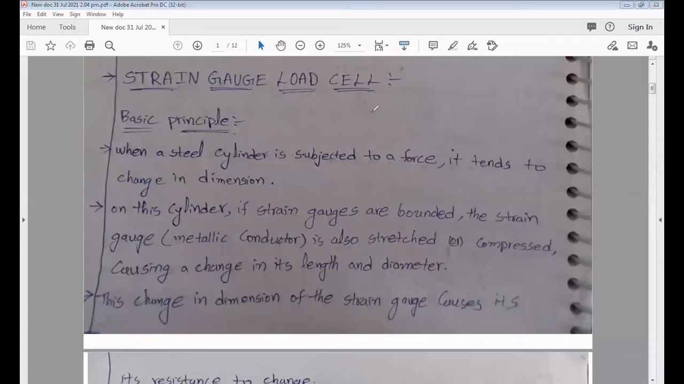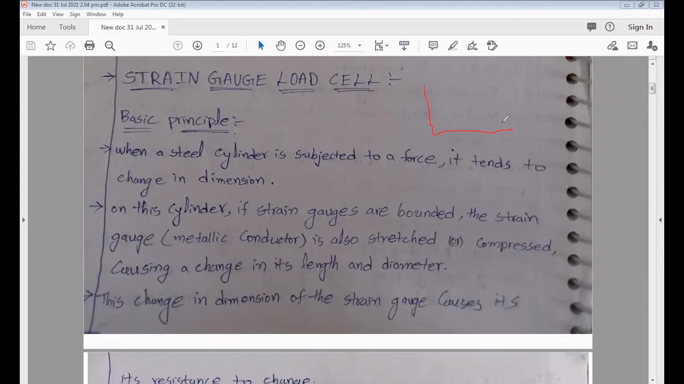Next topic is strain gauge load cell. Before going to discuss the strain gauge load cell, first we need to know the relation between strain and stress. The strain and stress relation is a linear relationship.